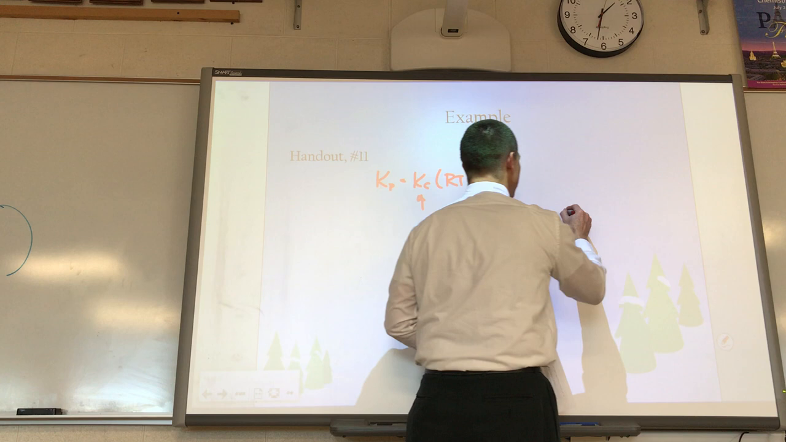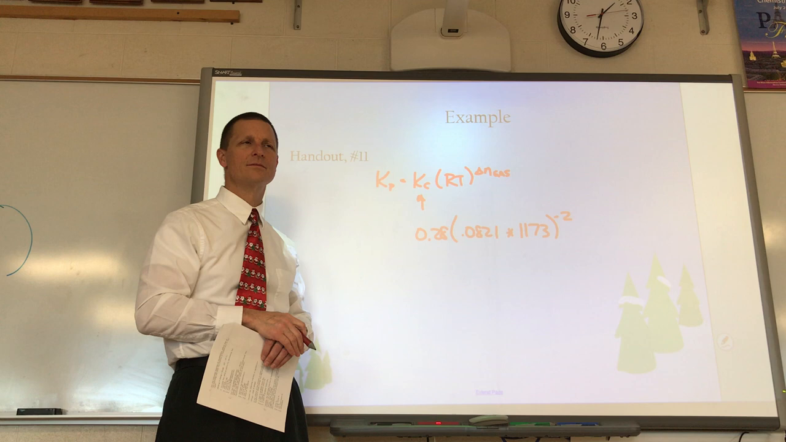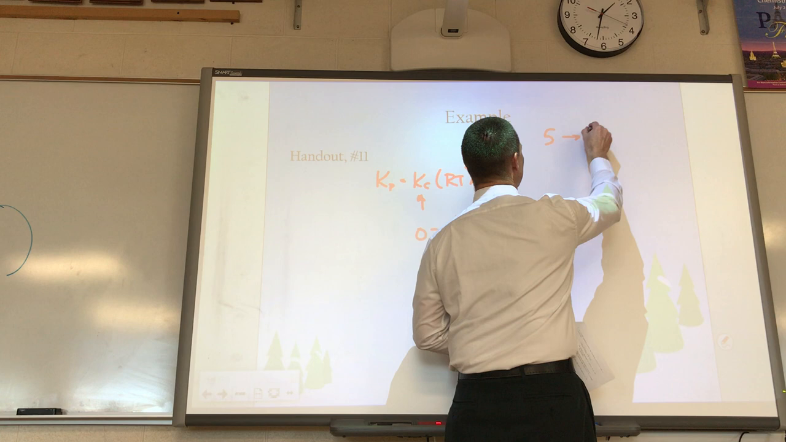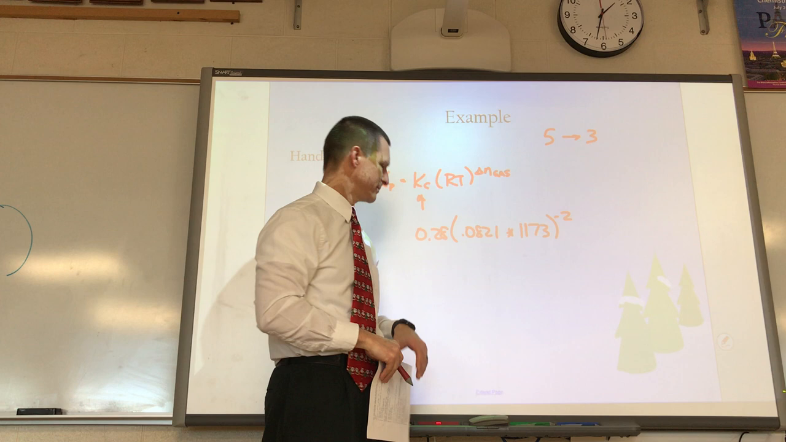Oh. Yeah, you see how I get that? Then you just do the math. Sorry, what's that? Oh, yeah, because we had a reaction where there are 5 moles of gas going to 3 moles of gas. So delta N would be the total moles of gas on the product minus the reactant. It's easy. What's the hardest part of it?